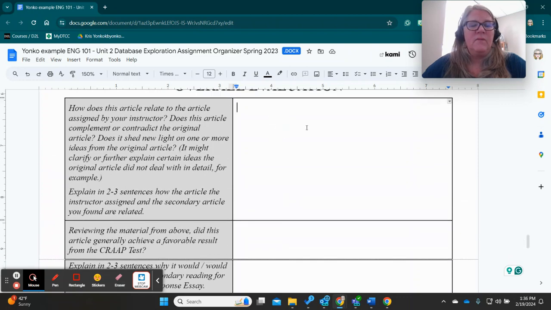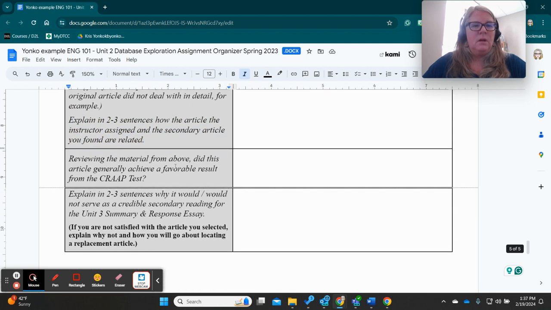After you've done all that, you're going to do an overall evaluation, and there's two parts here. The first thing you need to convince me is that the article is going to be useful to you. All right. So how does it relate to your original article? Does it complement? Does it contradict? Does it give new information? Does it clarify? Anything like that? Tell me here why this article is a good one for you to use to respond to R3. Tell me why.